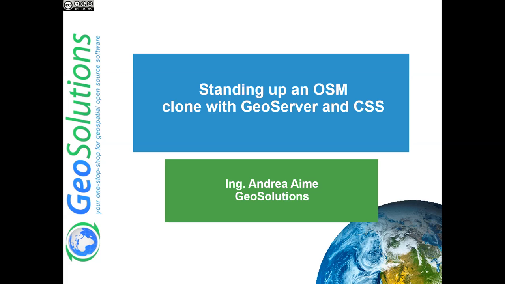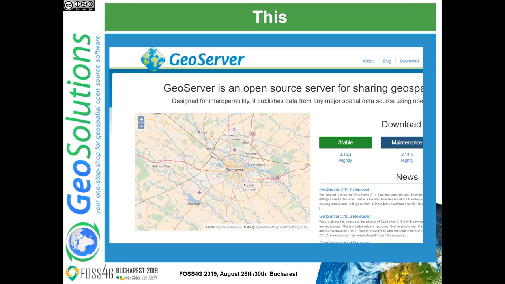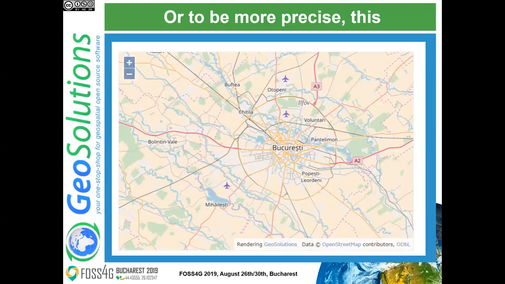In particular, I'm going to start with the story of this work, because it goes way back. So, what are we talking about today? We are talking about this. And you may say, well, okay, the GeoServer homepage. Almost, but not quite. In particular, this map. And again, you could say, well, okay, that's the OpenStreetMap of Bucharest, because this presentation was given at FOSS4G Bucharest in 2019, the first time.